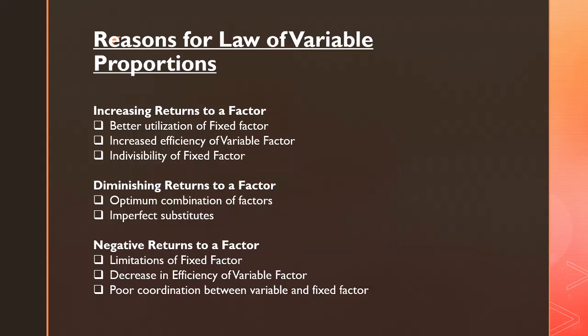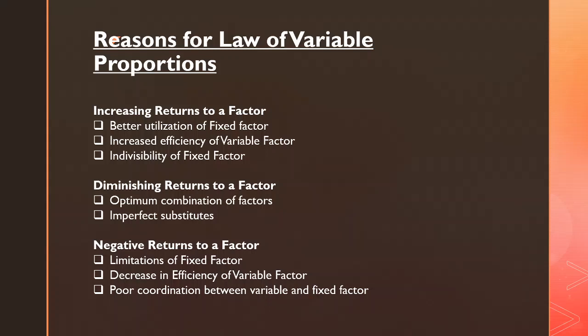Reasons for the law of variable proportion. Why is this law applicable? There are some reasons for the applicability of this law. They are increasing return to a factor, diminishing return to a factor, and negative return to a factor.